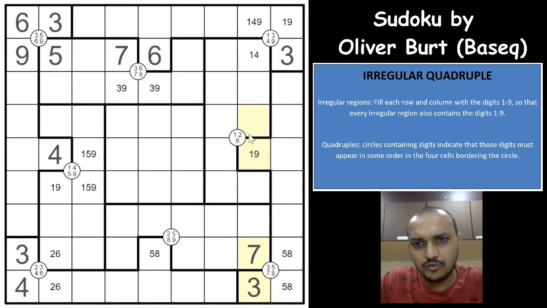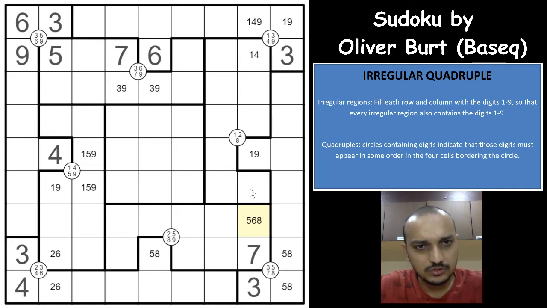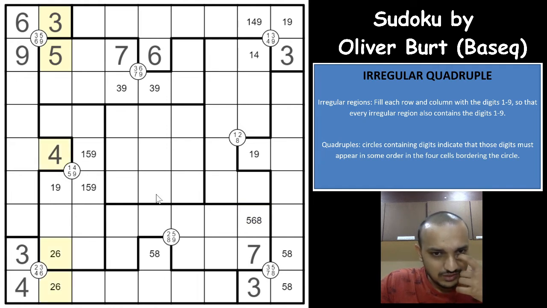So 3, 7, 1, 4, 9, 2, 4, 6, 2, 6, 5, 8. 2, 5, no, 2 cannot be here. 6, 5 and 8. Okay, come on, there has to be something that you are missing. 3, 5, 4, 2, 6, 1, 7, 8, 9.